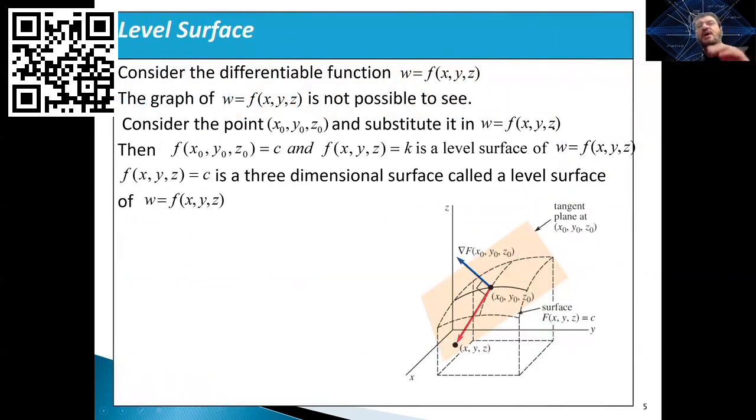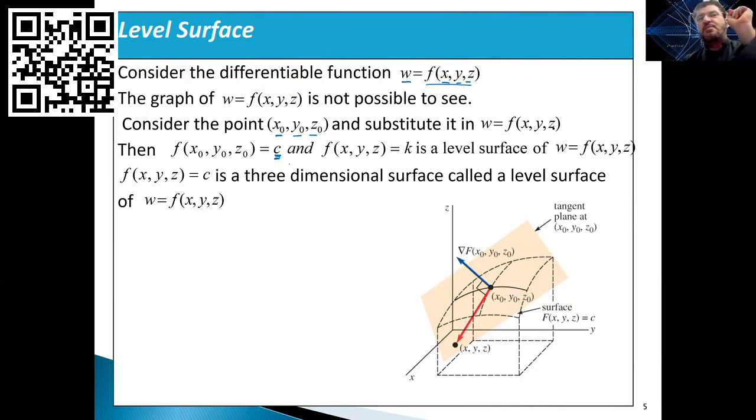All right. What if you have w as a function of 3 variables? So now we have something that can be graphed in 4-dimensional space, but we don't know how to graph anything in 4-dimensional space, right? Maximum we know is 3-dimensional space. So from this one, I'm going to take any point, x naught, y naught, z naught, and plug it in the function. We're going to get a value called c.